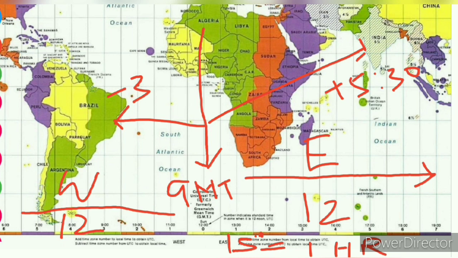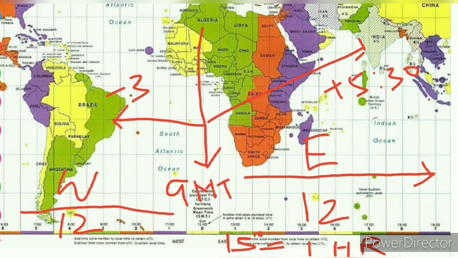So if the time in London is 12 o'clock in the afternoon, the time in India will be 5 o'clock 30 minutes in the evening, because India is 5 hours 30 minutes ahead of GMT. So Indian time will be more than the GMT time. If the time in London is 12 noon, then the time in Brazil will be 9 in the morning, because Brazil is 3 hours behind GMT, and because of that the time will be less than the time of GMT.